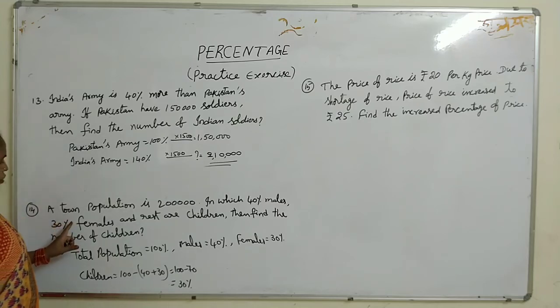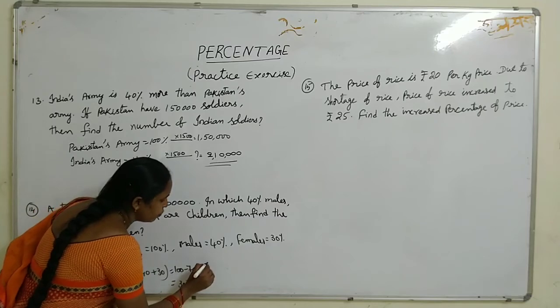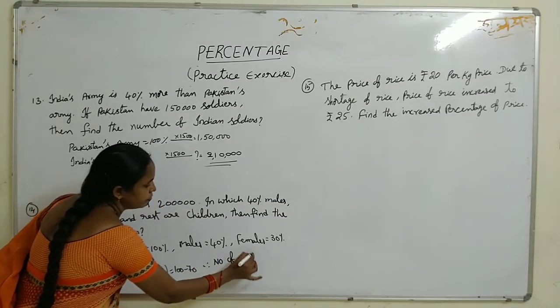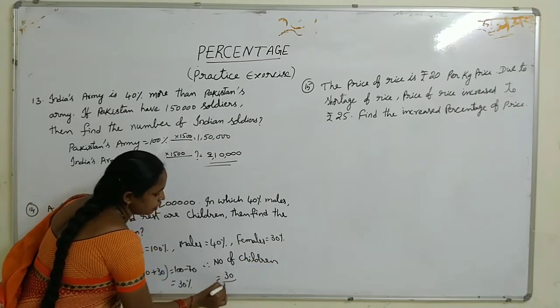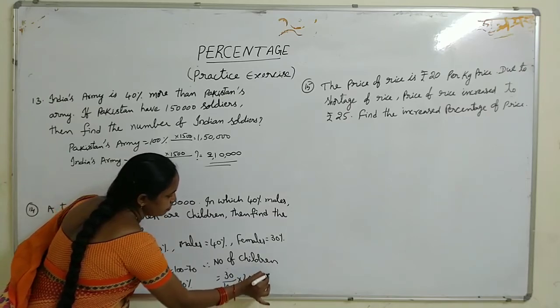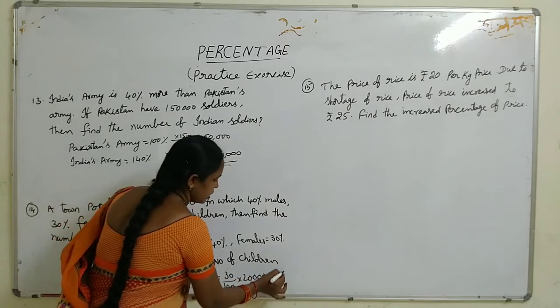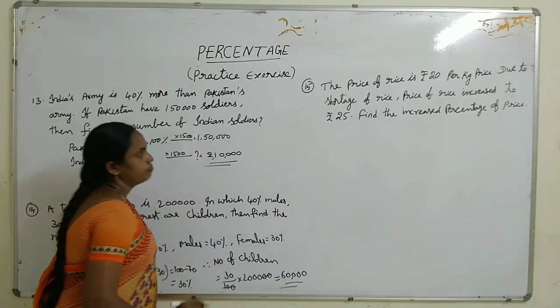So we have to find out the number of children. Therefore the number of children equals 30% of total strength, that is 2 lakhs. Two zeros cancel. 3 2s are 6. 4 zeros. That means 60,000 children.